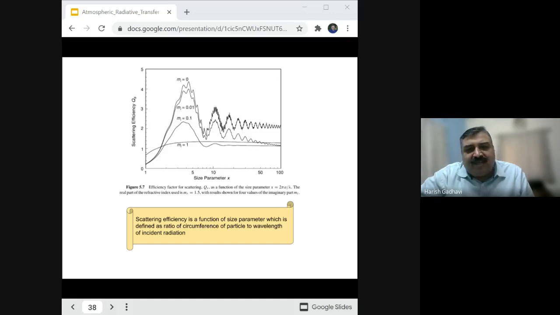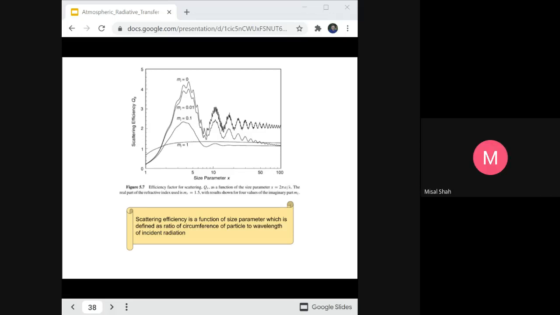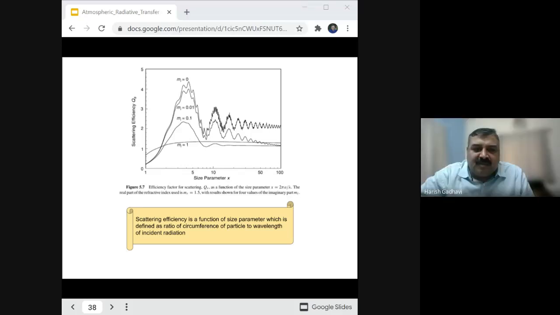Still, what will be the size? Do you have an idea about that? What is the size of a cloud droplet? It is around 20 microns or something. So the typical size is of the order of 20 microns. That size is more than 1 micrometer, but definitely less than 1 millimeter. So this is the range of droplet sizes we are talking about.